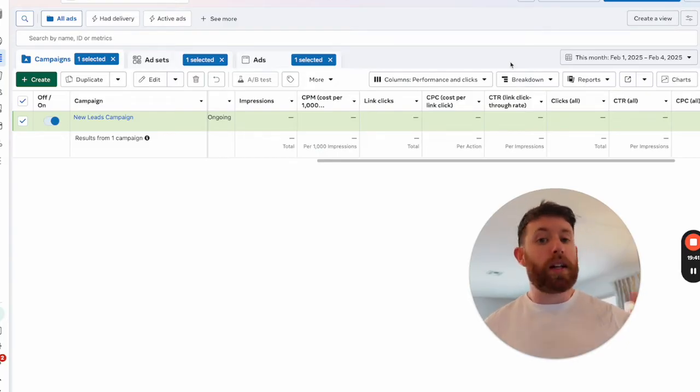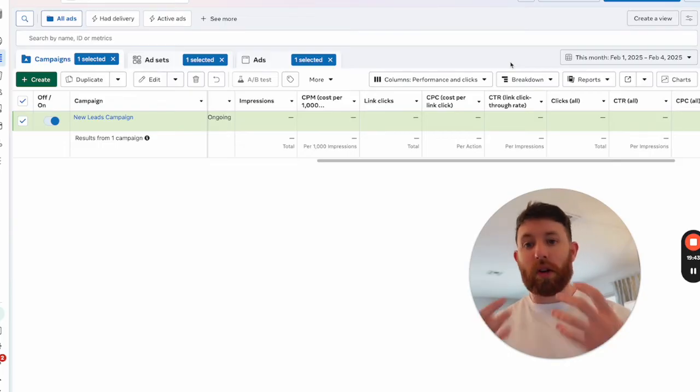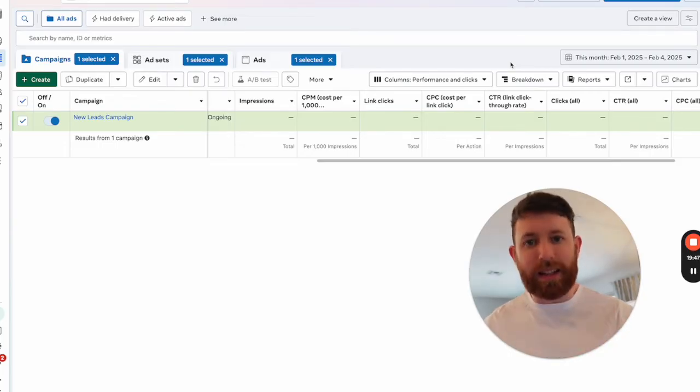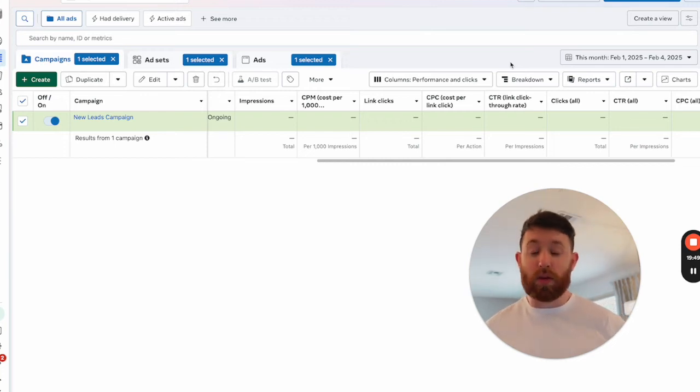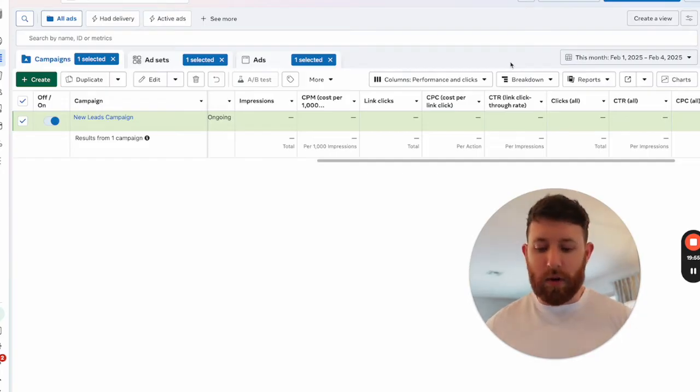This is people clicking the button to open up the form, or clicking the button to go to your website, or clicking the link that you have dropped neatly into your ad copy. So it's a great indication of how many people are actually taking action on the front end from your ads.